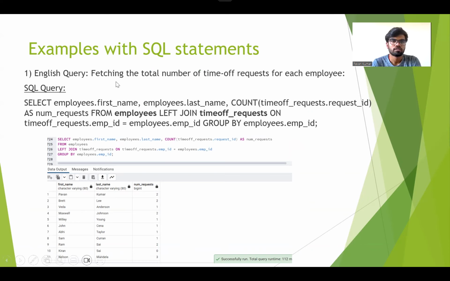So in case we need to fetch the total number of time requests for each employee, we can write SQL statements for each and every question for us. So we would be writing the SQL query like this, combining two tables, the employees and the time of request. So selecting the columns as the employee first name and last name, and the time of request, the request ID. And we are joining the employees and time of request tables, and then grouping them at last. So this query gives us information about first name, last name, and the number of requests the employee has made.